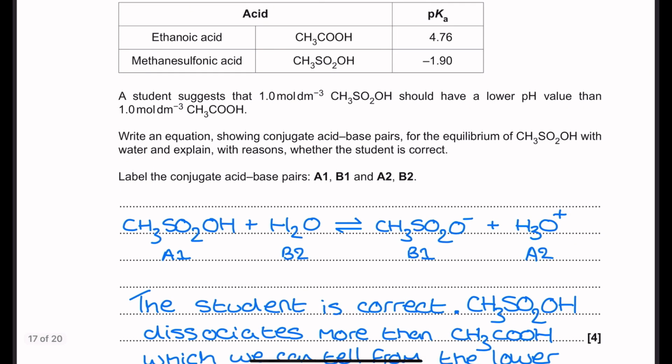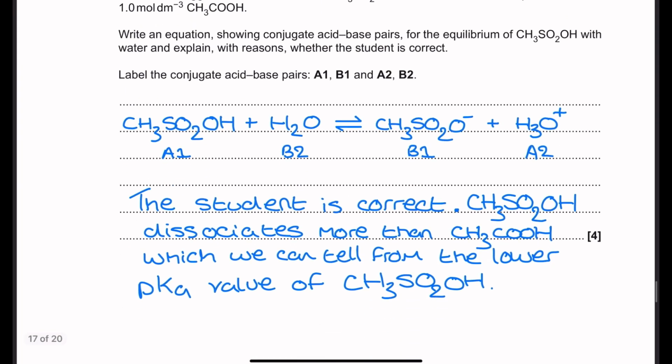Write an equation showing conjugate acid-base pairs for the equilibrium of sulfonic acid with water, not with the ethanoic acid, with water, and explain with reasons whether the student is correct about the sulfonic acid having a lower pH when it's got the same concentration as ethanoic. I think this is really clumsy. Not to be critical, but I think it's clumsy in the sequence it asks you to do things, and actually this would take a couple of read-throughs to make sure you're doing the right stuff.